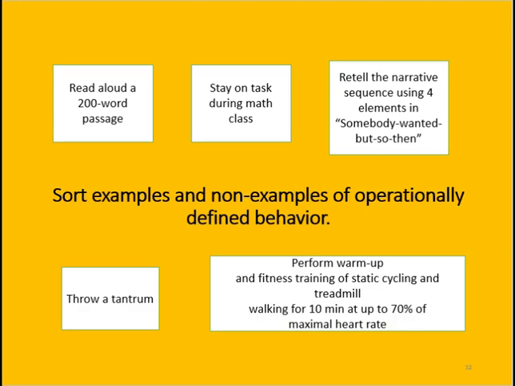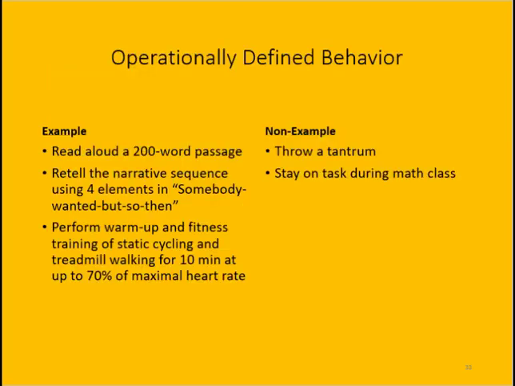Read aloud a 200-word passage. Stay on task during math class. Retell the narrative sequence using 4 elements in Somebody Wanted But So Then. Throw a tantrum. Perform warm-up and fitness training of static cycling and treadmill walking for 10 minutes at up to 70% of maximal heart rate. Throwing a tantrum and staying on task are vague and subjective. Meanwhile, the remaining 3 behaviors can be seen, heard, counted, repeated, and rated with a fair amount of consistency across observers.